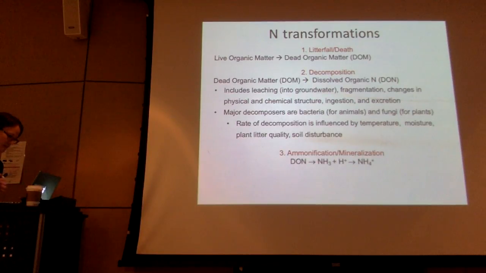All right. We've got ammonification or mineralization. So this is going to have some examples. So this is the process by which that dissolved organic nitrogen can be turned into ammonia or ammonium.